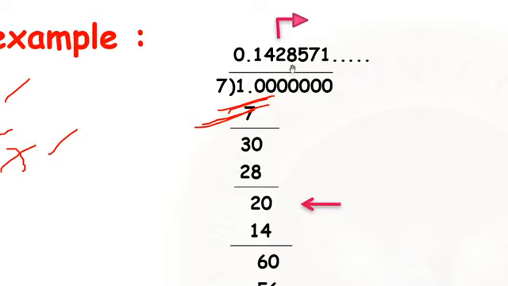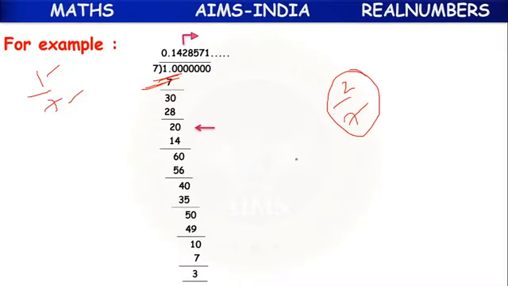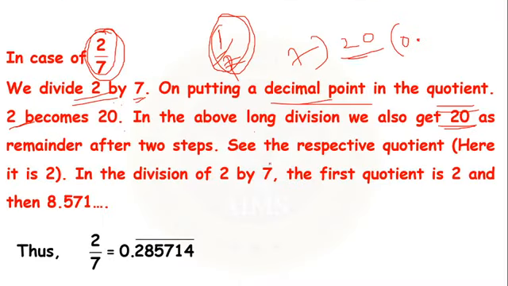Again 60, remainder. 7 8 times 56. Means when we have dividend as 20 and divisor as 7, what is the quotient? The quotient starts from 2: 2, 8, 5, 7, 1. Like that it will continue.